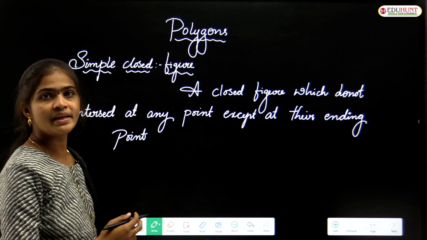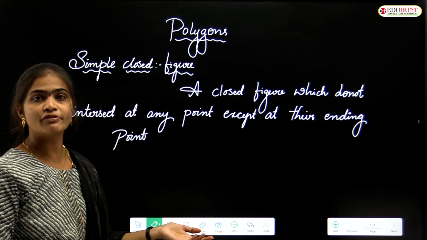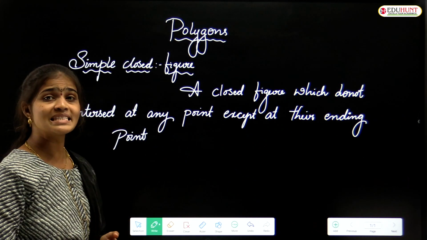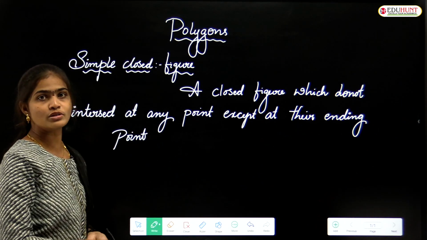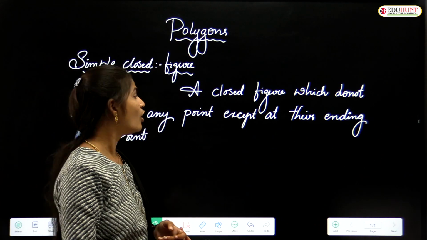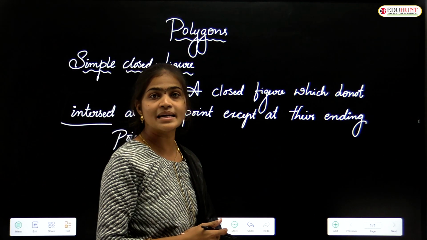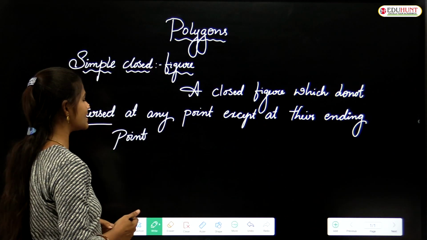Okay, so what is the meaning of this? Just now we discussed closed figures and open figures, right? But what about a simple closed figure? Here a simple closed figure is a closed figure which does not meet or intersect at any point, except at its end points, or ending points.